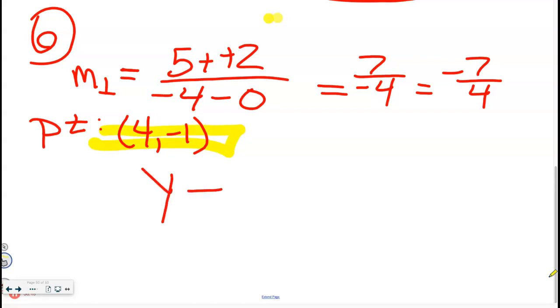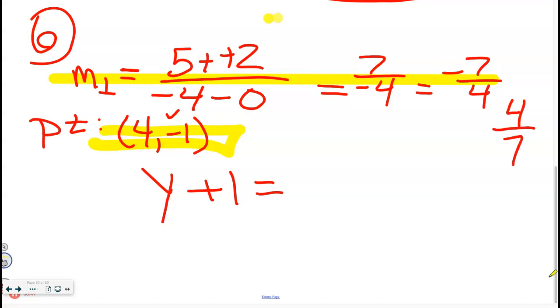Y minus the -1 is equal to the slope. Am I going to steal it? Or am I going to flip it and take it opposite? I did, right. This is perpendicular, so be careful because I did not flip it yet, right? I need to flip it and make it positive. Why did I do that this time? What word triggered that? Perpendicular. So I'm going to write 4/7 times x minus the x I know.